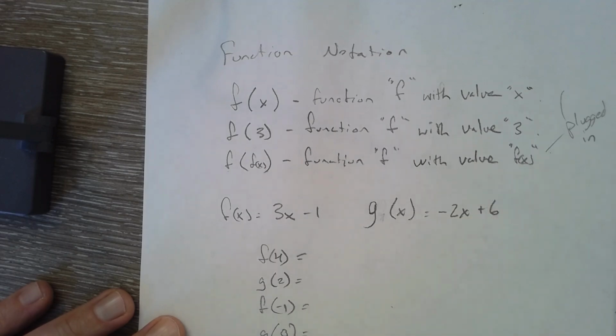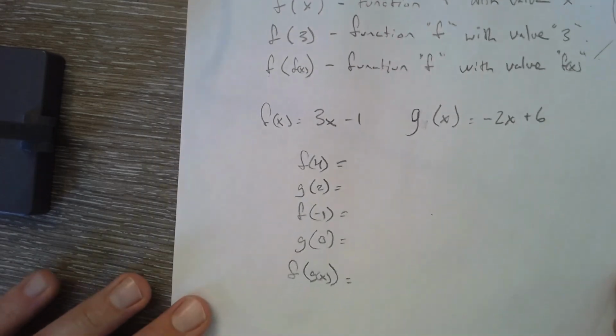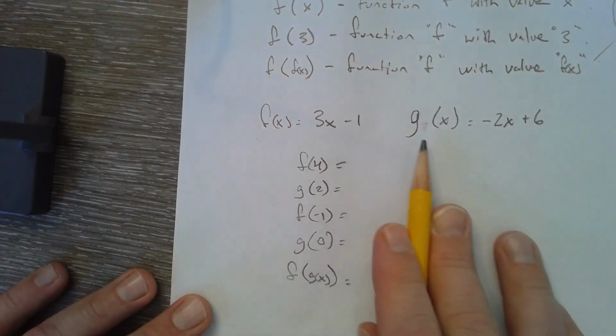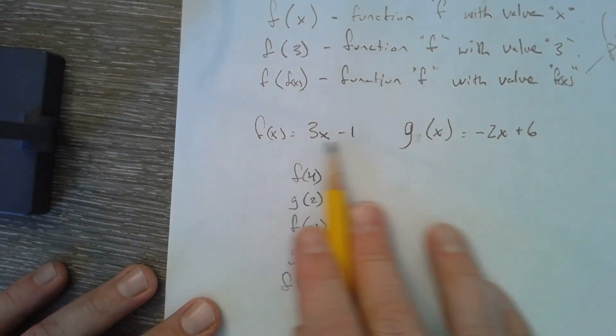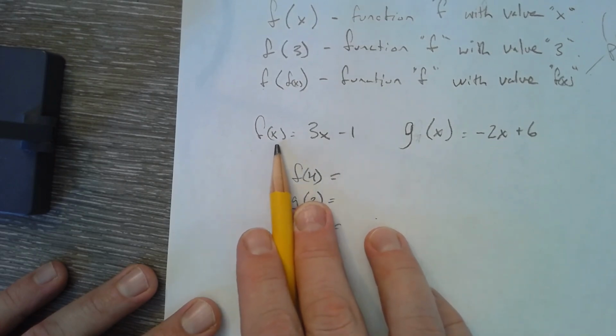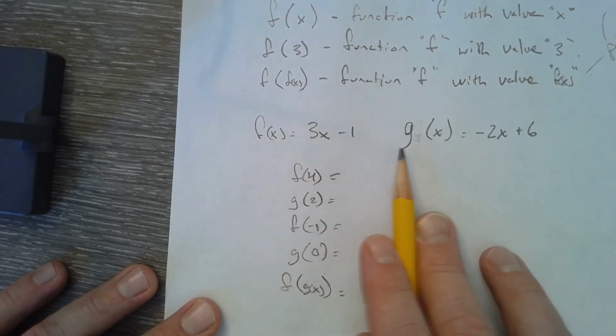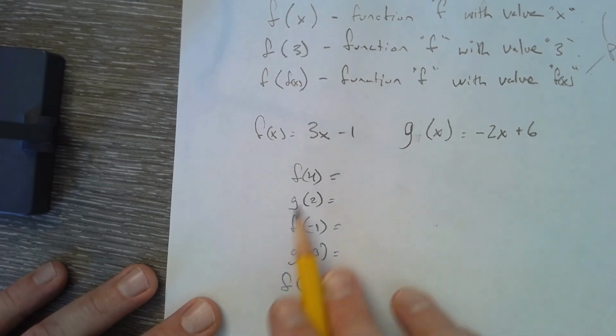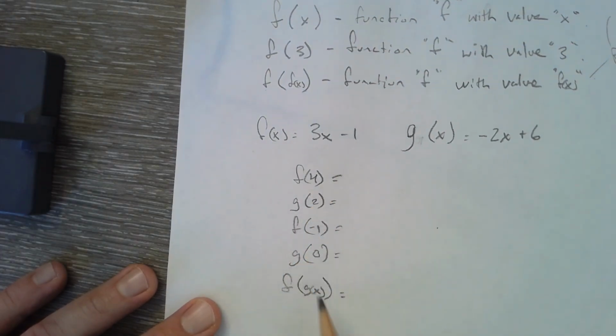So one thing that's nice is we can actually plug functions into other functions with this. So here are two functions, f and g. This is what they would be when the value is x. So f of x is 3x minus 1, g of x is negative 2x plus 6. What is it when we get these values?